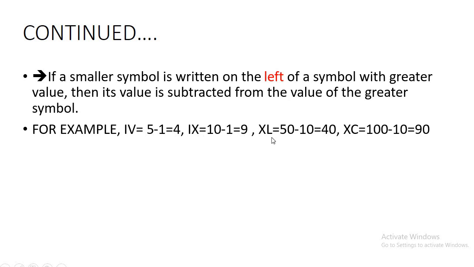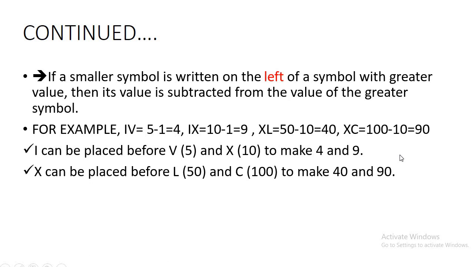Similarly, XL has a value 40. How? L represents 50, X represents 10. So 10 is present to the left of the larger value, so it will be subtracted. 50 minus 10 gives you 40. Similarly, XC: X represents 10, C represents 100. As X is present to the left of C, it will be subtracted. So 100 minus 10 gives you 90.